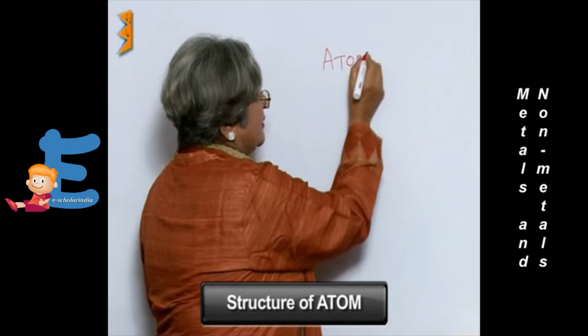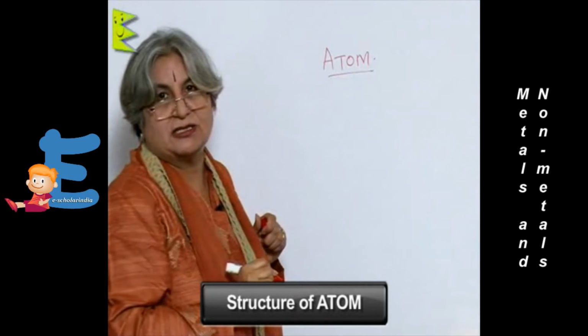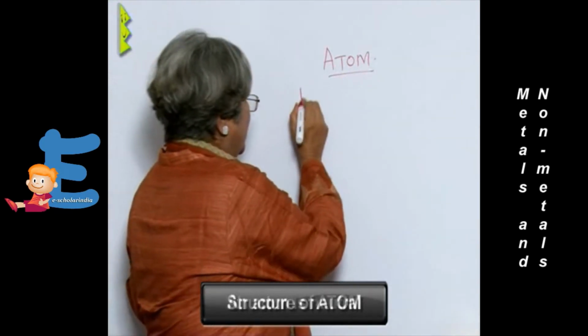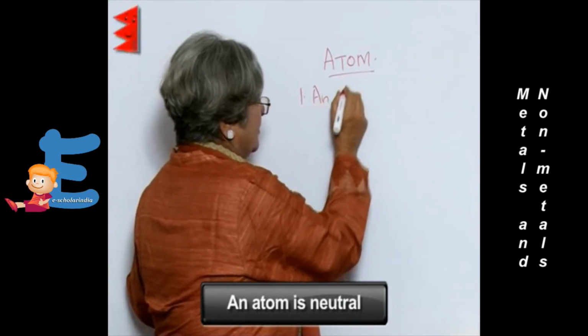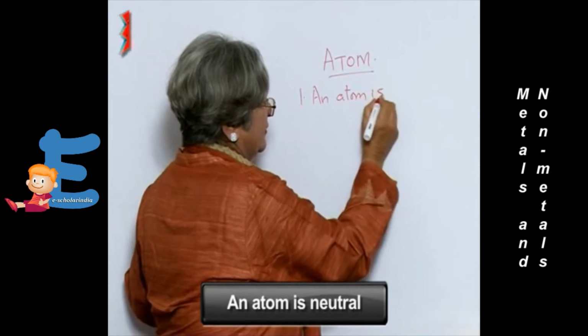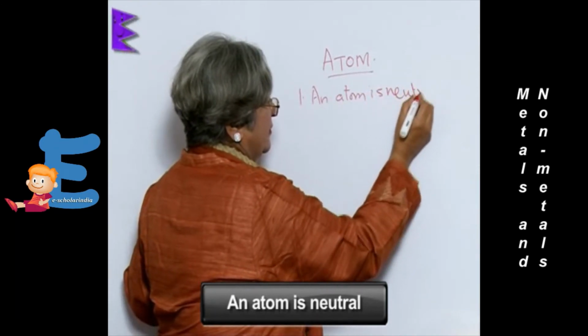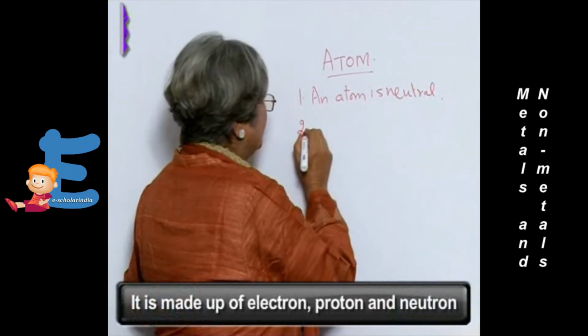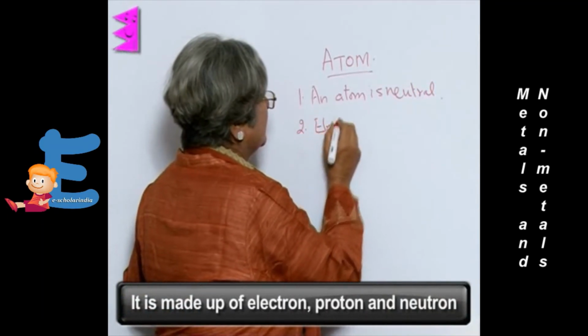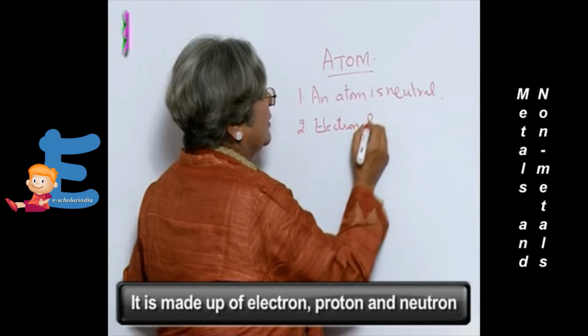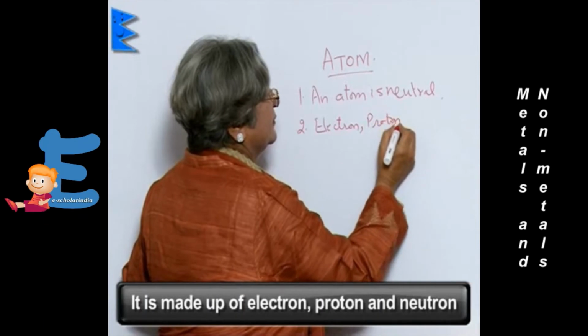Let us recapitulate the structure of atom. An atom is neutral. It is made up of electrons, proton and neutron.